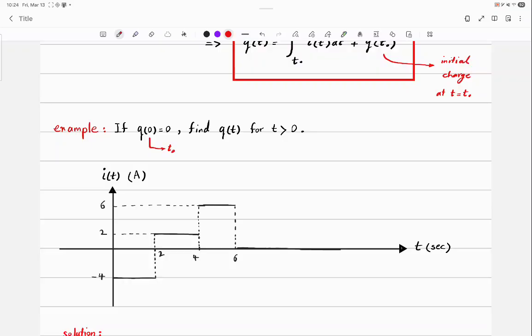So, how many types of dependent source we have? 4. You can see the name, voltage controlled voltage source, current controlled voltage source, current controlled current source, and voltage controlled current source. And these are just the abbreviations. Look at the two to the left. What kind of a source is this?